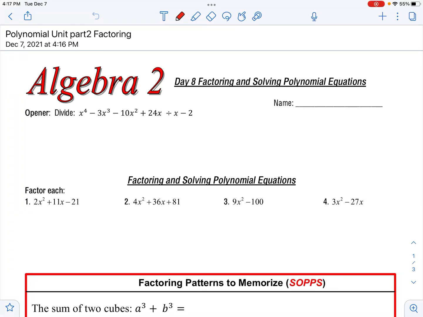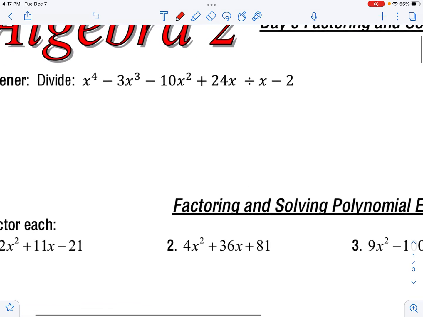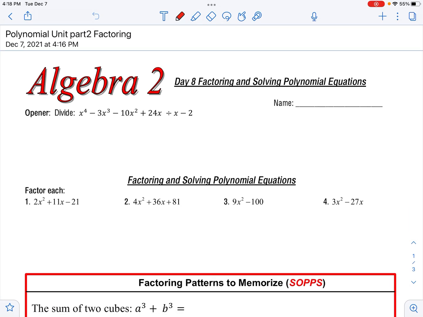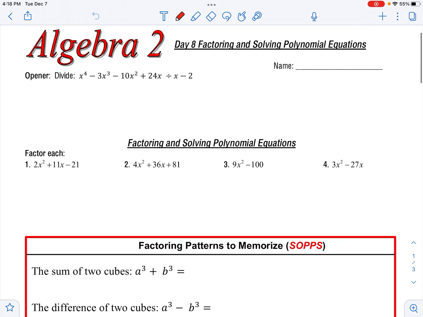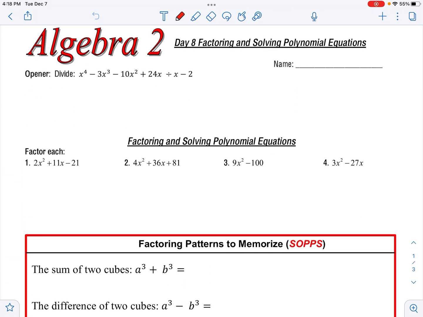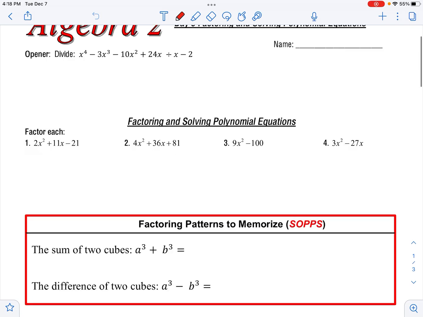All right, so this is factoring and solving polynomial equations. There is an opener where it's just polynomial long division, or you can use synthetic division to divide this. I'm not going to show you the opener because we already went through that last chapter, and from the looks of it, it doesn't have a correlation to any of the rest of the notes. So I'm going to skip that, and if I need to come back and do it, I will.